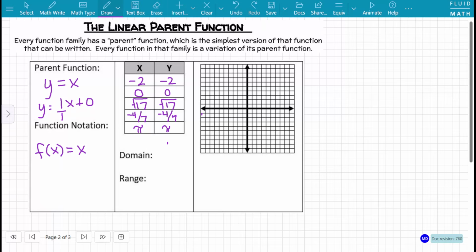So what would that look like? Well, we already said that 0, 0 works. We said that -2, -2 works. If I put in a 3 for x, that means y is 3 also. If I put in a 7 for x, that means y is 7 also. If I put in a -7 for x, y is -7 also.